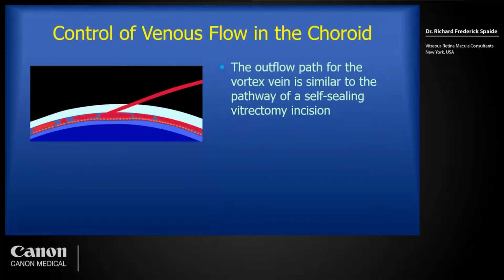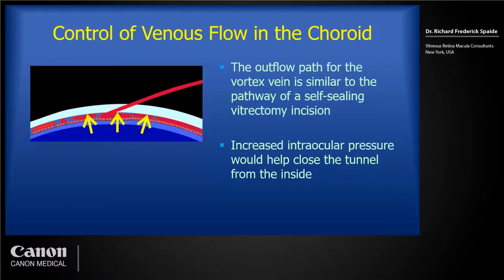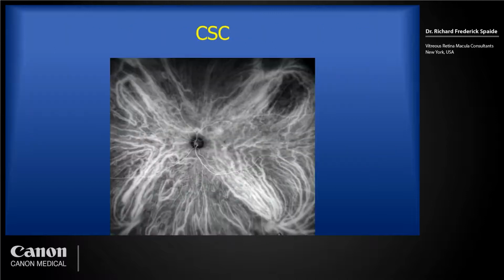The interesting thing about the outflow path for the vein is it follows the same pathway that we would make for a self-sealing vitrectomy incision, where there used to be the idea that a self-sealing vitrectomy incision would be closed in part by the intraocular pressure pushing against that tunnel. Well, that same force would be placed against the vein leaving the eye.